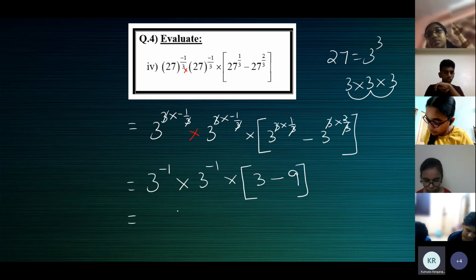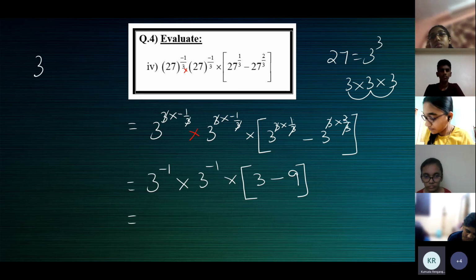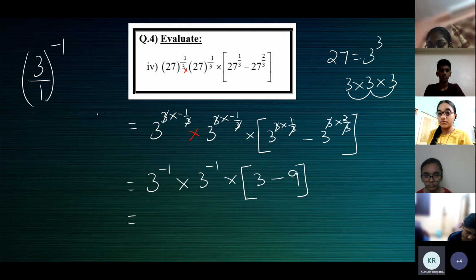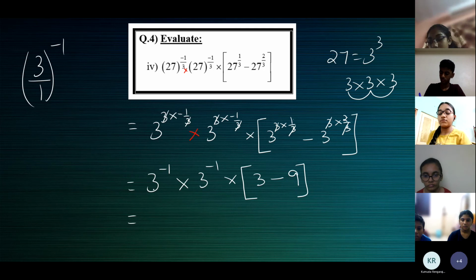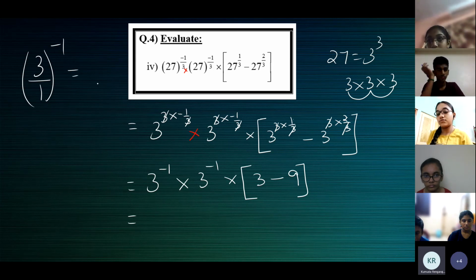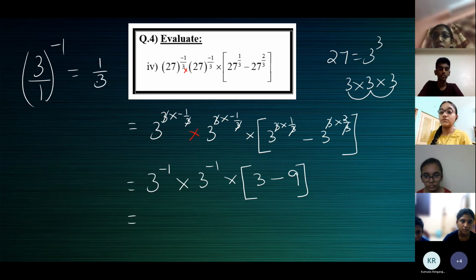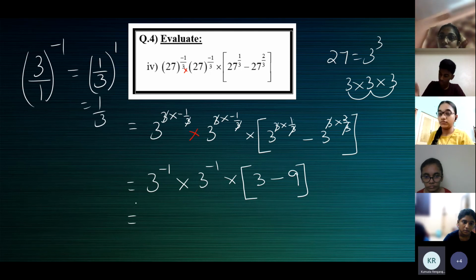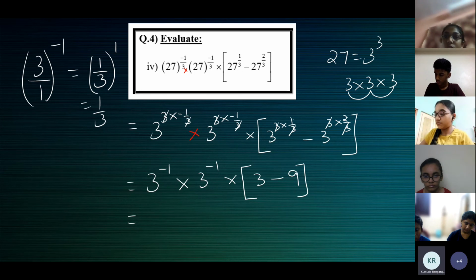Now what is 3 to the power minus 1? It's not 3. It's nothing but 3 by 1, the whole power minus 1. Because 3 means 3 by 1. So it's 3 by 1 to the power minus 1. How do you write the equivalent of this? 1 by 3, the reciprocal of the base, and the negative of the power 1. So that's nothing but 1 by 3, because when the power is 1, you can just ignore it.